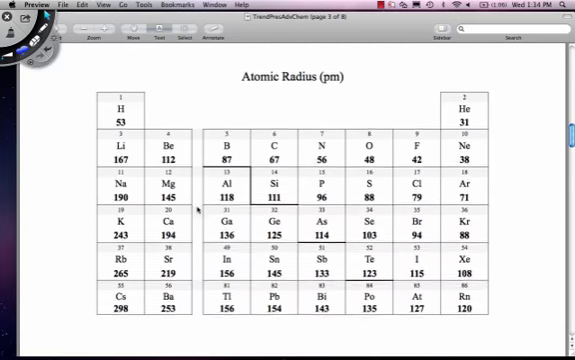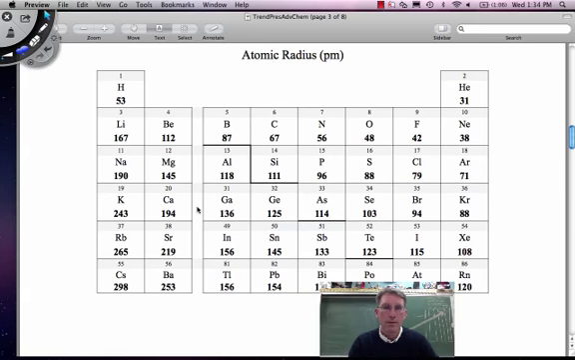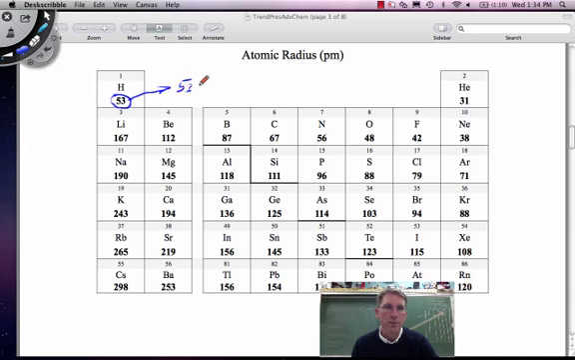So here are some values I pulled off of Wikipedia for atomic radius. And I stuck the atomic radii in the table so that each atom is listed with its size, its radius. So this would basically mean that hydrogen has a radius of 53 picometers. And a picometer is 10 to the minus 12 meters. So we're talking extremely small here.